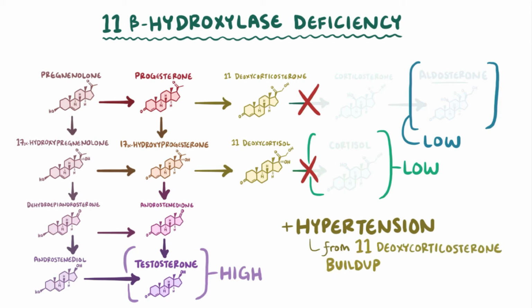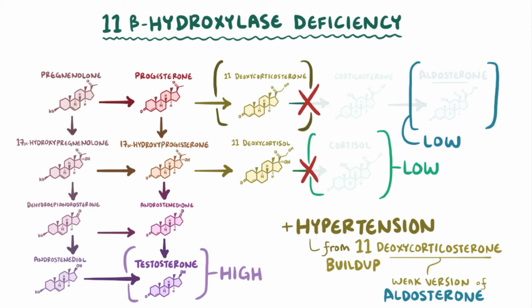Since 11-deoxycorticosterone is an earlier version of aldosterone, it acts like a weaker version of it. And the large buildup of 11-deoxycorticosterone explains why there's hypertension despite the low levels of aldosterone.